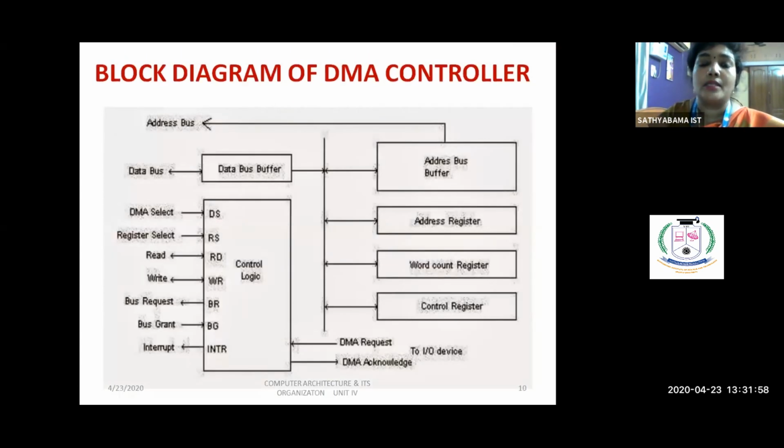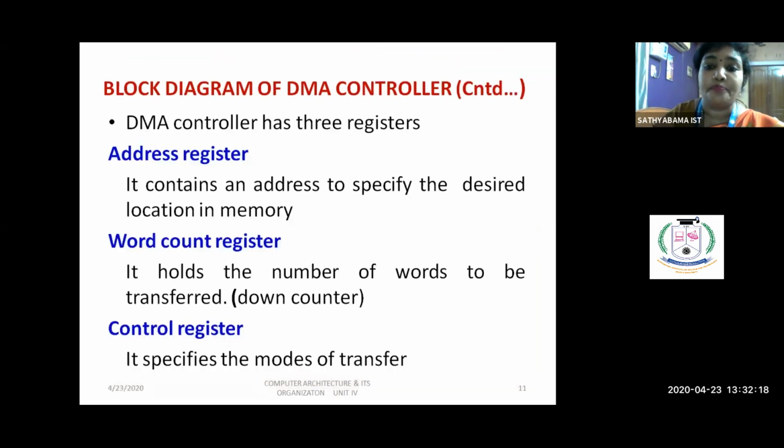Next, here you can see the block diagram of the DMA controller. In the block diagram, the DMA has 3 registers. First one is the address register, second one is the word count register, third one is the control register. So we'll read what the address register is. The address register contains the address to specify the desired location in memory. The CPU will write the starting address of the memory in the address register.